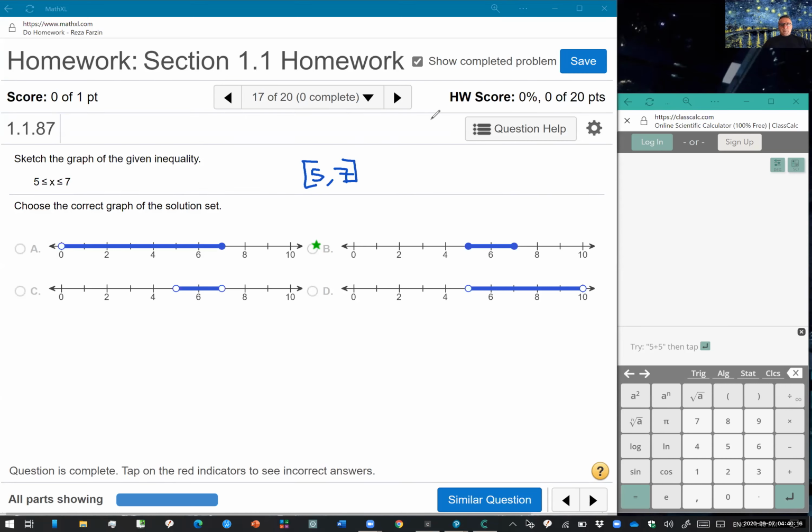Good. And of course, the graph is easy. You just have to make sure you understand that if this is 4 and this is 6, this must be 5. And if this is 6 and that's 8, that must be 7. All right, so any other questions on any of the sets that's bothering you?